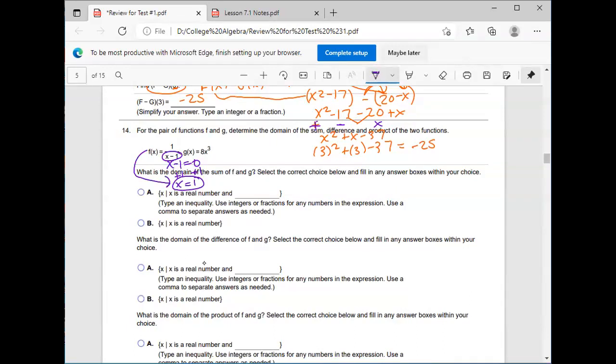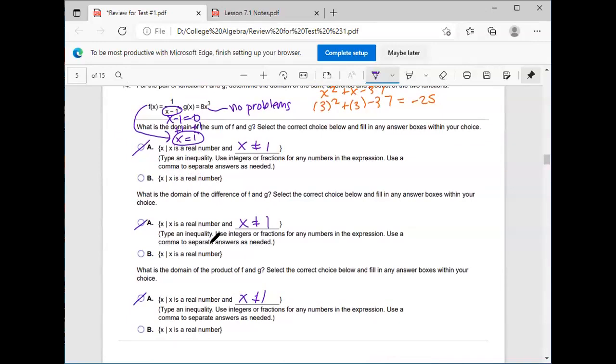In g of x, there are no problems. There are no fractions there. Okay, so we have no problems in g of x. The only problem we have is 1. And so it doesn't matter if we're adding or subtracting or multiplying, it's going to be a problem in all 3 of them. X cannot be 1. It can be anything else. Okay, so that one looks like it's difficult, like, oh, that has a lot of parts, but it's pretty easy. It's the same answer for all of these.